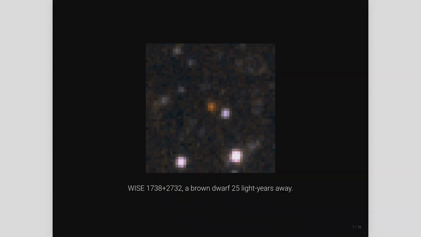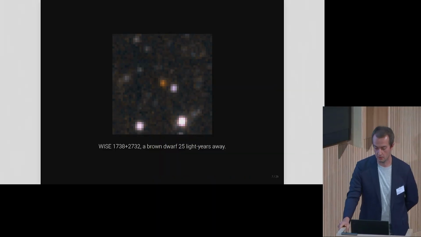The object that we studied is this little cluster of pixels that you see in the middle. It's actually not an exoplanet, it's a brown dwarf. It goes under the name of WISE 1738, and it's located 25 light years away from the Earth. It was recently observed again by the JWST telescope, and that provided us with a high-quality spectrum of its atmosphere.